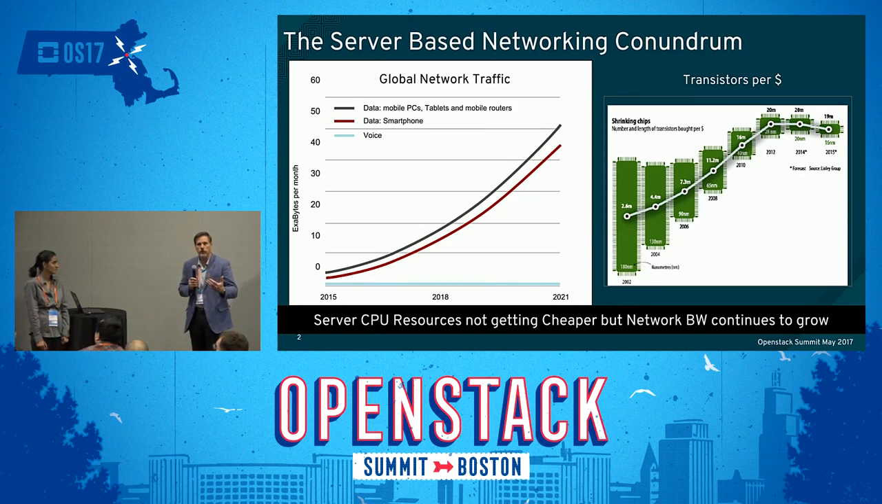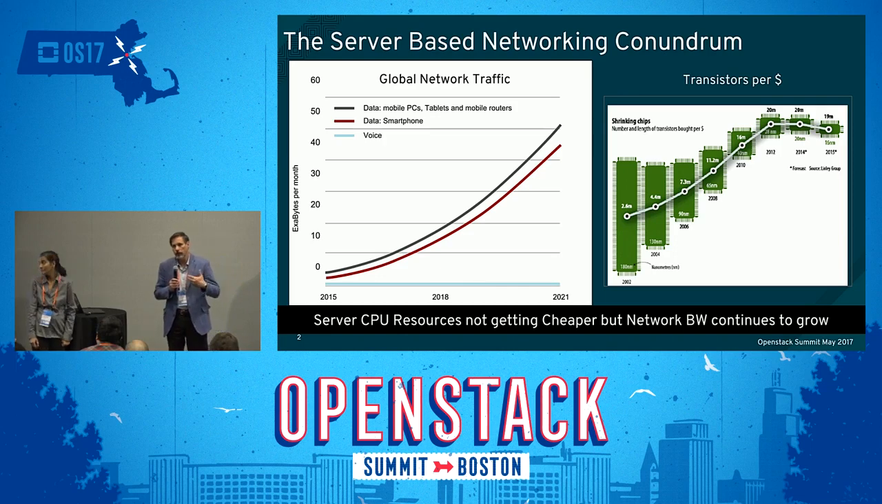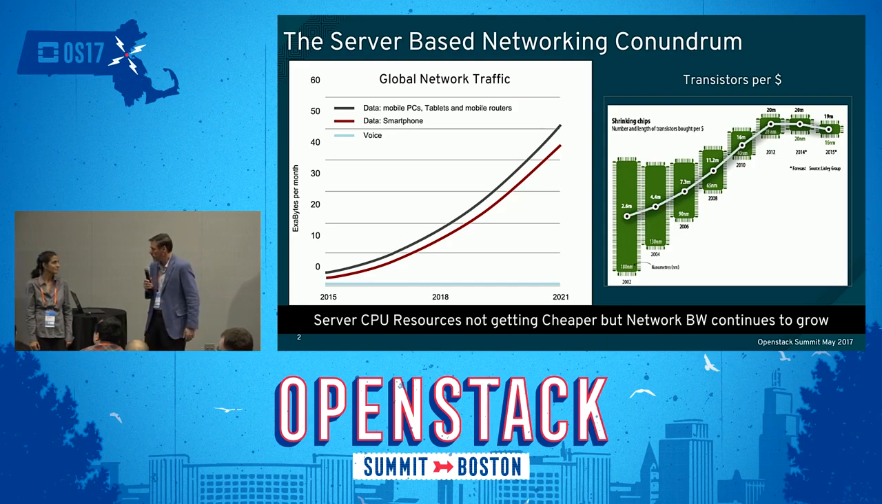On the right side, we see that silicon is not getting any cheaper. In fact, the costs are leveling off, and we're not getting the benefits of Moore's law. And that means that we need to be very, very smart about the way that we implement data path functions to get good cost in the data center. So, Anita?